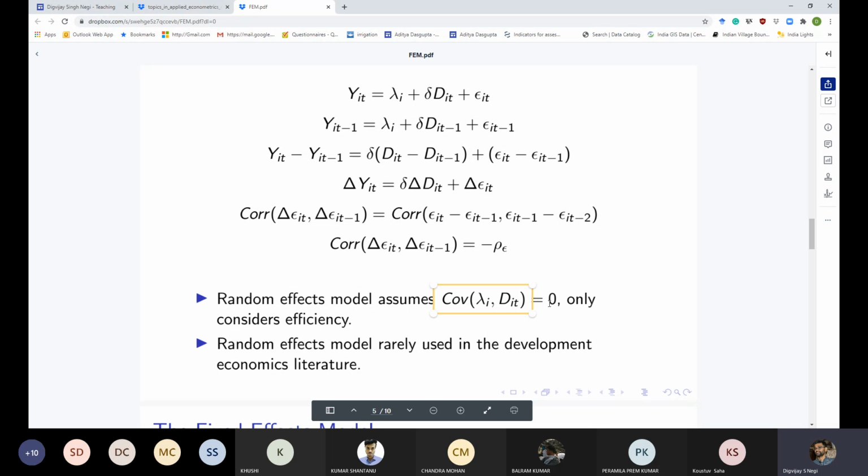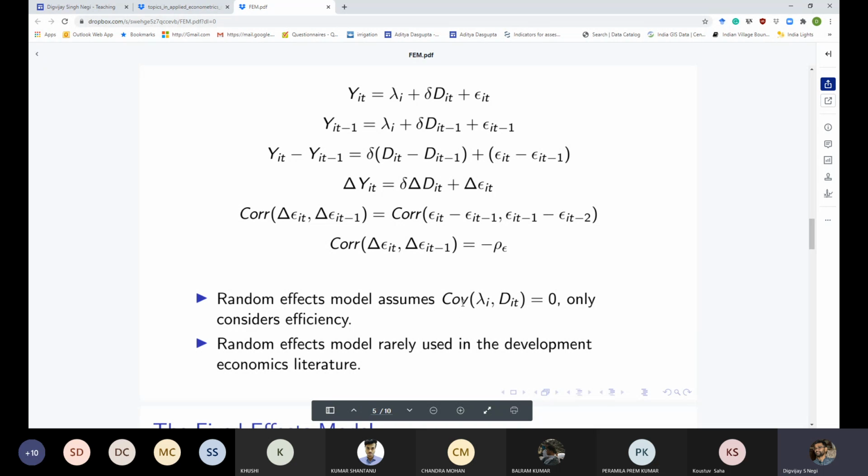So for you to use random effects to model this kind of relationship, this is the assumption you should be making. And if this assumption was true, then a simple OLS would give us the true causal effect, this delta, right? That's the whole problem that we are dealing with: this covariance is not zero and we have an omitted variable bias.